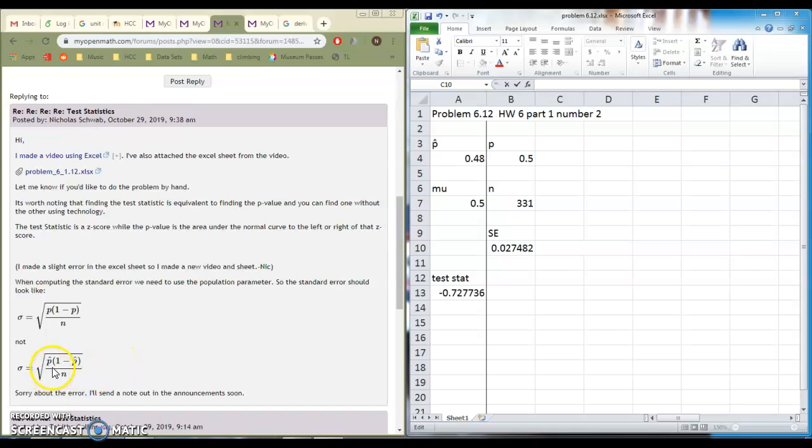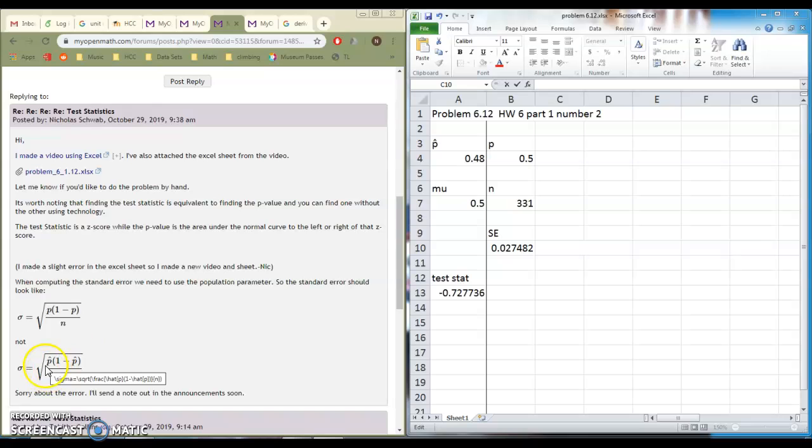I want to briefly explain the mistake I made here. When we're doing a hypothesis test and we're trying to figure out what the standard error is, or sigma, we should be using our assumed population parameter, p. So for problem 2, for most of us that is 0.5, right? Because this newspaper is claiming that a minority of students is not going to college or whatever. So the population parameter is assumed to be 0.5.